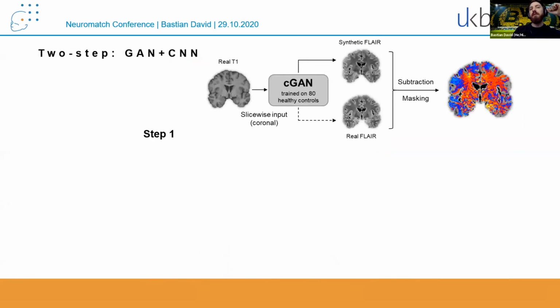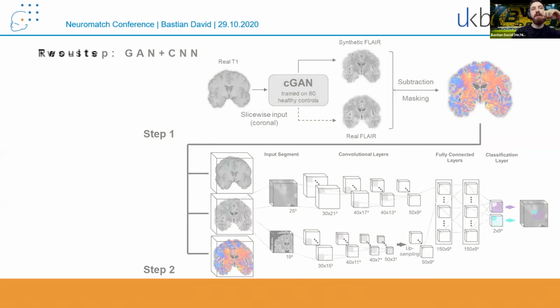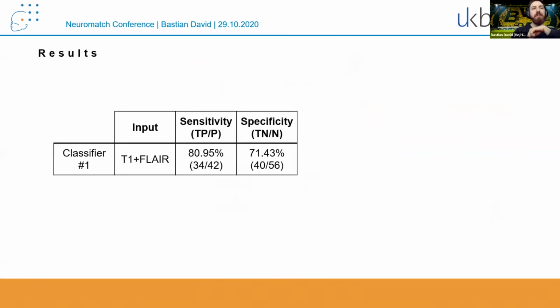Now, what we did in the next step is, of course, we developed this two-step procedure. We trained the GAN on, by the way, healthy controls, because we didn't want it to learn anything about the lesion. Then we have the synthetic FLAIR and the real FLAIR. We subtract them, and we then input not only the raw T1 and the raw FLAIR, but also the difference image into DeepMedic, and train it. And now we come to the results.